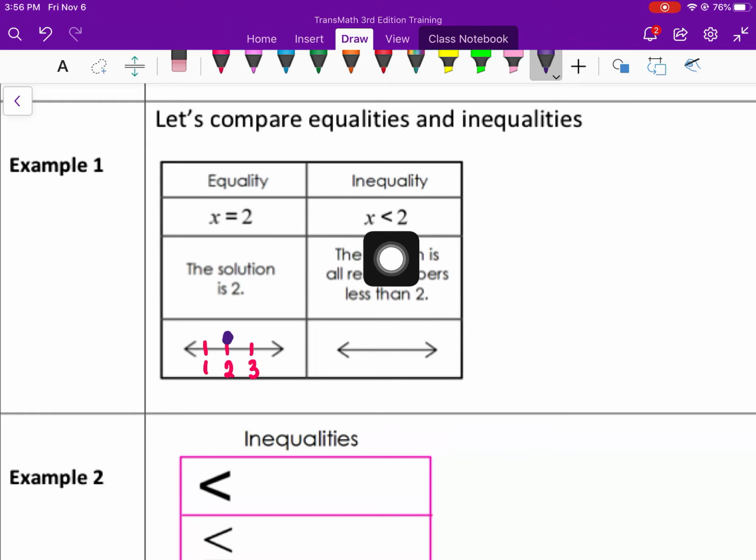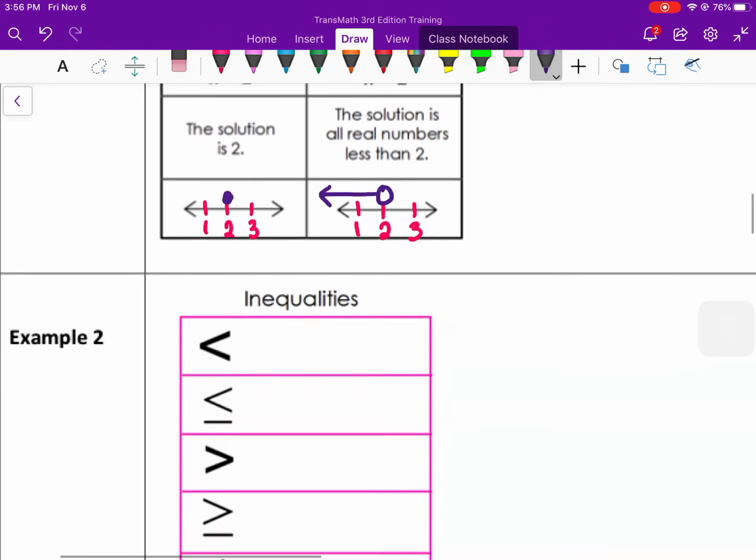So this one says that x is less than 2. So the solution is all real numbers that are less than 2. On our number line, if we graph the same value, that means that it is all of the numbers to the left of 2, less than 2. And that's what that looks like. So we're going to practice that a little bit more.